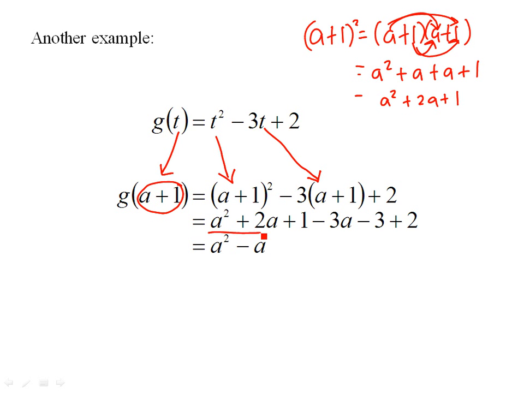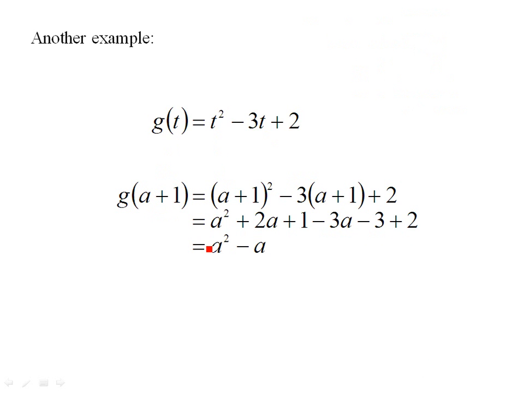That's what that information here is coming from. Then you're going to have to distribute negative 3 times a and negative 3 times 1. That gives you the negative 3a minus 3. Then you have a plus 2 here. So, like terms, we just bring down the a squared. 2a minus 3a is negative a. And then you have 1 minus 3 is negative 2 plus 2 will give you 0. So the answer is a squared minus a.